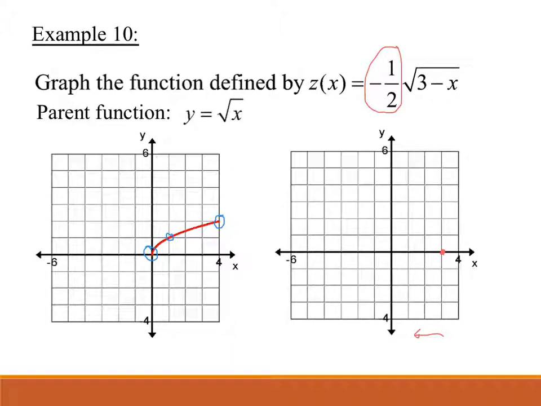Suppose I say, okay, let x be 0. And then I have the square root of 3, over 2. But I don't know how to graph that exactly. So I'll pick a point that seems a little easier to deal with. Suppose I pick x is 2. If x is 2, I have 3 minus 2, which is 1. The square root of 1 is 1. And so then I have a negative 1/2. So when x is 2, I have a negative 1/2. So I have a point right here.